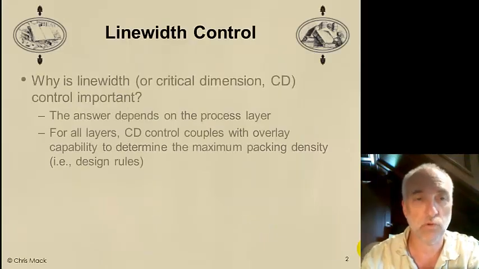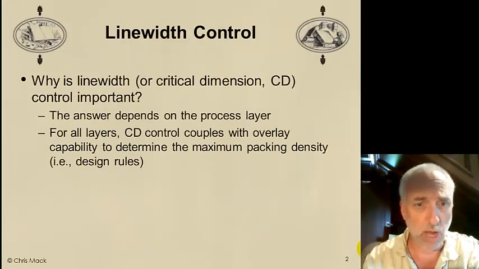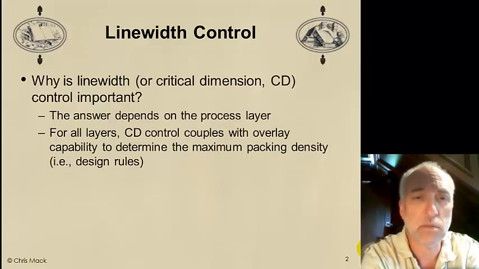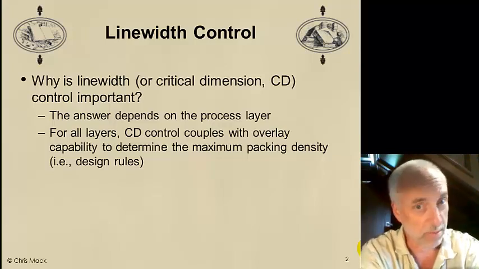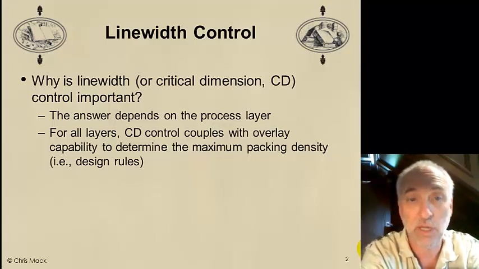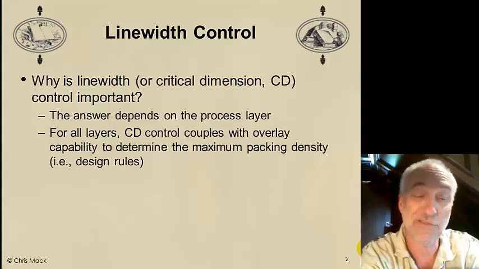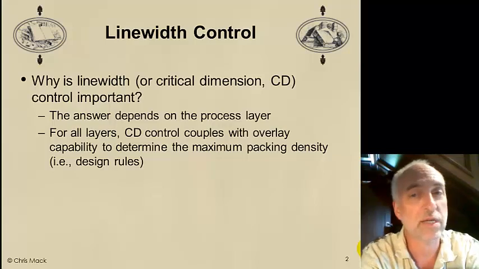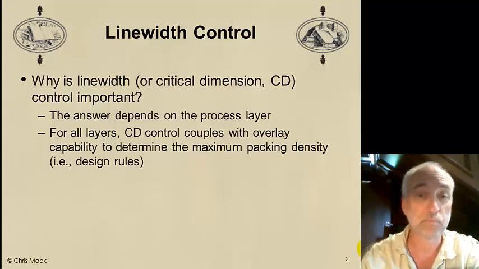So what is line width control? First of all, why is it important? The answer of why we care about line width, or as we often say in this business, the critical dimension, or CD. Dimension, of course, is the same as line width. We call it a critical dimension whenever we care about it. And there are plenty of dimensions we don't care that much about on the chip, and we just never measure them or worry about them. So anything we measure or pay attention to is going to be a critical dimension, or a CD.